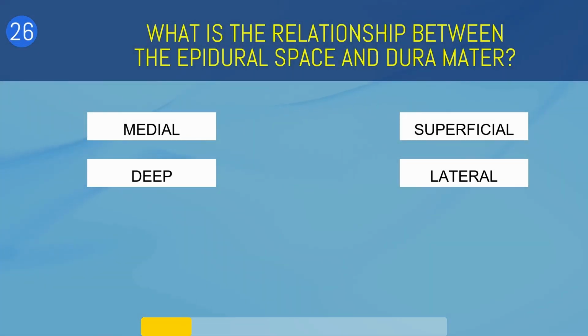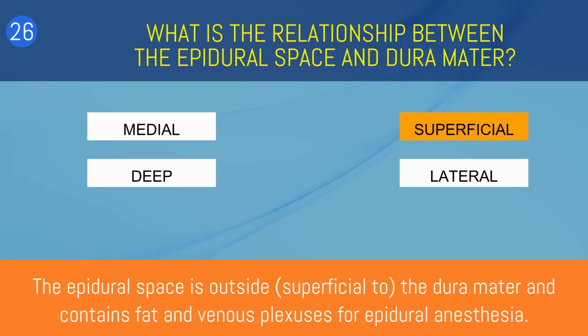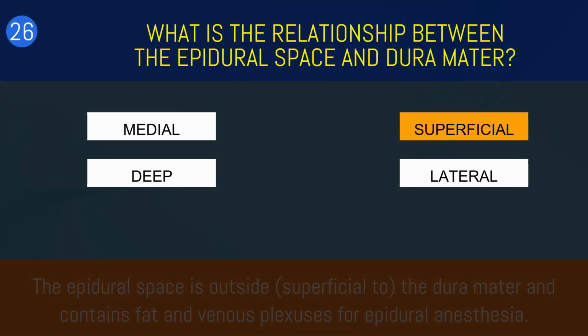What is the relationship between the epidural space and dura mater? Medial, deep, superficial, or lateral? Superficial. The epidural space is outside the dura mater and contains fat and venous plexuses for epidural anesthesia.